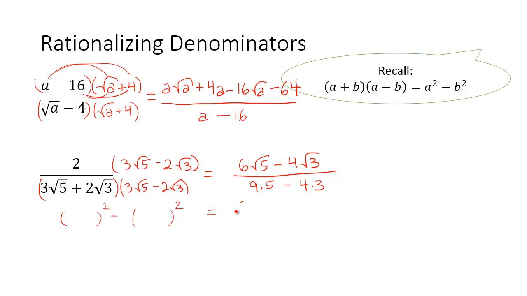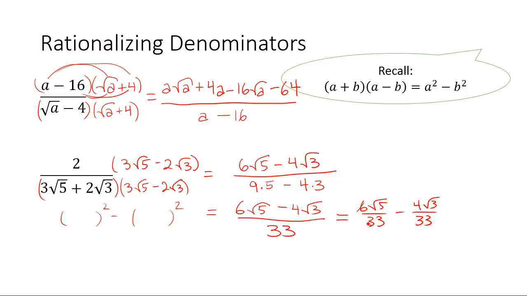So the numerator we can't do anything with because they are different terms, not like terms. But the denominator, we have 9 times 5, so 45 minus 12, 33. Now this is all you can do with this. If you really like, you could separate it. So you could write it as 6 root 5 over 33 minus 4 root 3 over 33 and see if there's anything that simplifies.